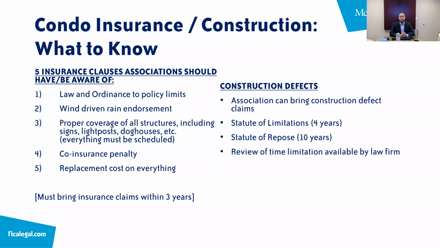You want to make sure that you have a wind-driven rain endorsement. That's pretty much a given, but again, talk to your insurance agent about it. You want to have proper coverage of all structures, including your signs, light posts, dog houses. Everything should be scheduled. The next thing is regarding a co-insurance penalty. What that really is, is that if you do have a claim, and if it's found that you listed as the value that was being insured maybe an $800,000 structure, but it's really a $1 million structure, they're going to state that you underreported it by 20%. I'm kind of simplifying it, but essentially you've underreported it by 20%.